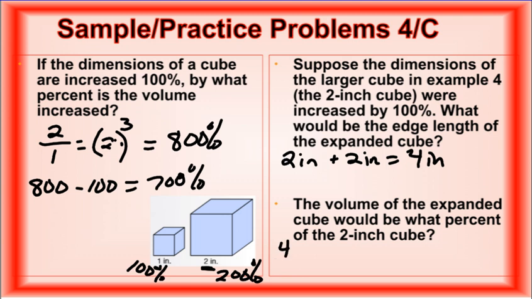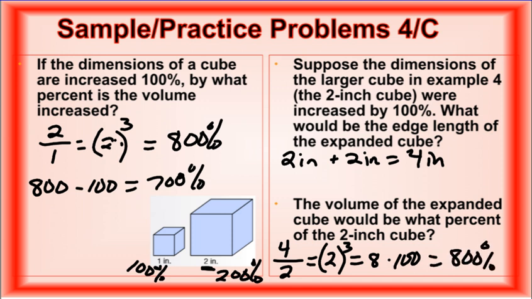Well, if you're comparing 4 inches of the big one to 2 in the small one, 4 divided by 2 would be 2. That would be our scale factor. You cube it, that would be an 8. And since we're dealing with percentages, multiply that by 100, that would give us an 800% increase.